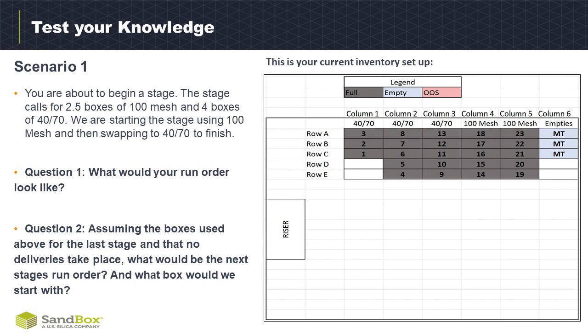Question 2 is, assuming the boxes used above for the last stage were run as stated and that no deliveries take place, what would be the next stage's run order? And what box would we start with? At this time, please pause the video and take some time and discuss as a class. Come up with the best answers for the 2 questions for this scenario before moving forward.